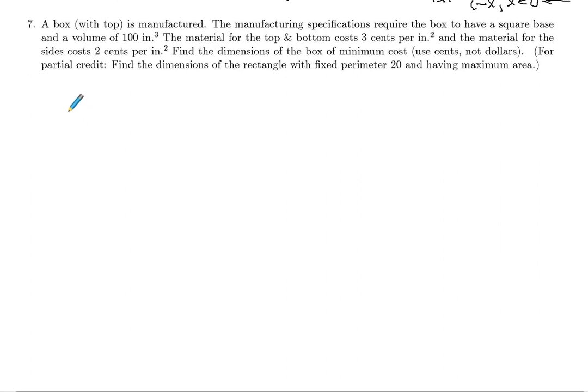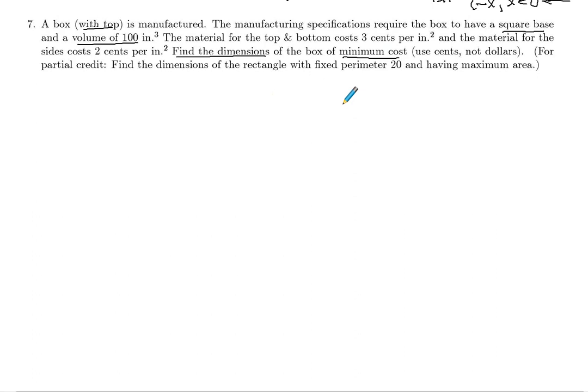And last up, we have a max-min problem here. So let's see, we've got a box with its top that's manufactured, and the specs require the box to have a square base. Okay, I got a square base here, and it's got a top on it, and volume is 100 cubic inches. Material for the top and bottom is 3 cents per square inch, and material for the sides is 2 cents per square inch, and find the dimensions. So that's length, width, height of the box of minimum cost.